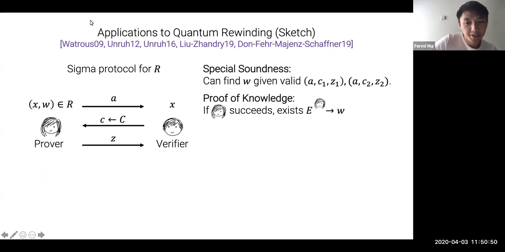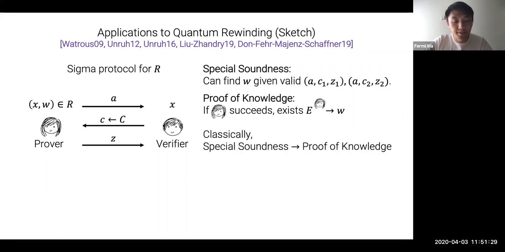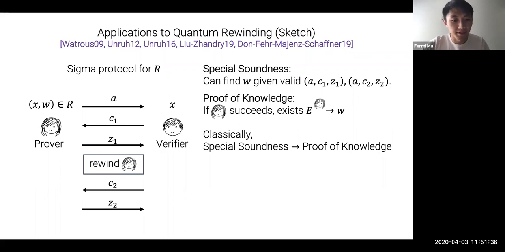And special soundness is interesting because, well, what we actually care about is this proof of knowledge property, which says that if the prover is succeeding, then there exists some extractor that is actually able to output the witness. Okay. And classically, we know that special soundness implies proof of knowledge. The idea is that if the prover is succeeding with some good probability, then it's going to succeed on 2 different Cs. So we just run it on one C, rewind it, run it on the other C, and then we take advantage of special soundness to get the witness. And that's just through this rewinding.